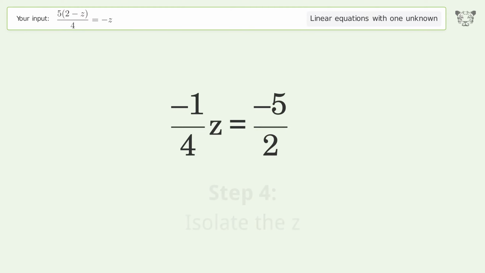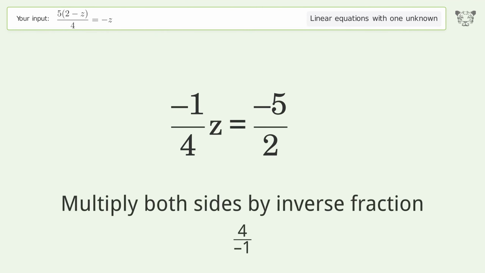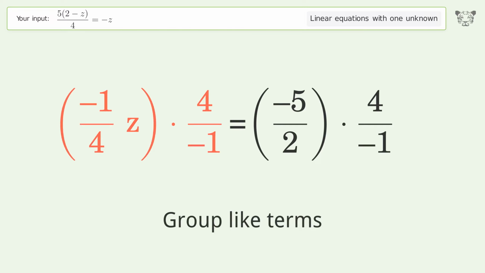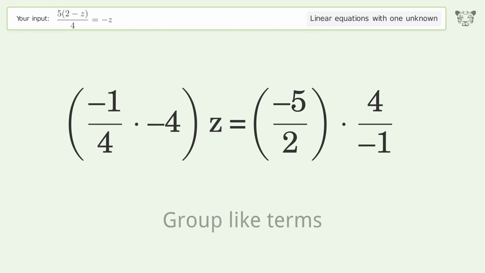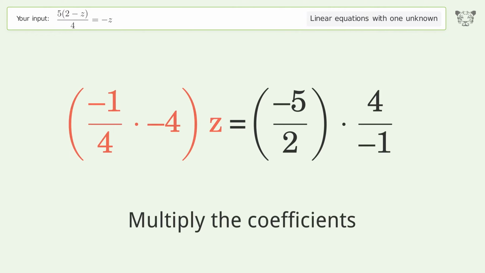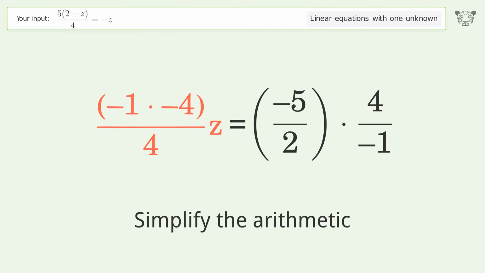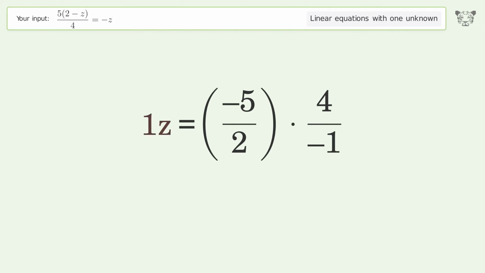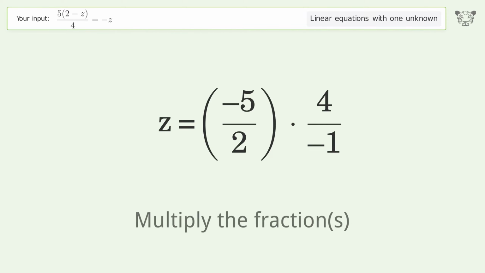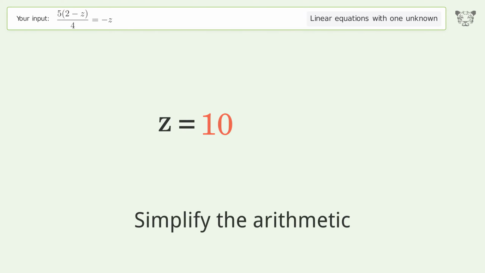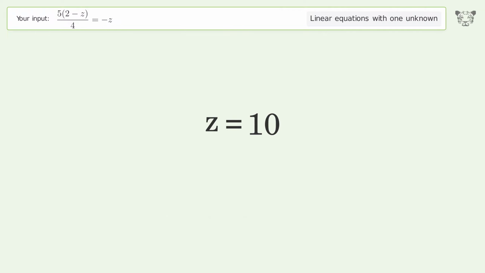Isolate the z. Multiply both sides by inverse fraction 4 over -1. Group like terms. Multiply the coefficients. Simplify the arithmetic. Multiply the fractions. Simplify the arithmetic. And so the final result is z equals 10.